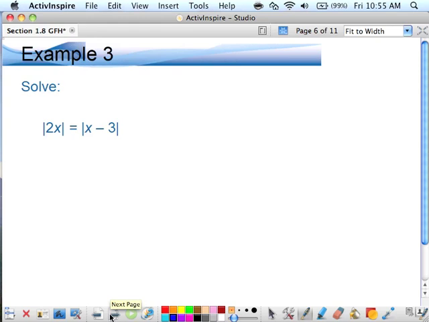Let's take a look at the absolute value of 2x is equal to the absolute value of x minus 3. You have to think to yourself, what has to be true for those two absolute values to be equal? Either 2x equals x minus 3, or 2x is equal to the opposite of x minus 3. What's the opposite of x minus 3? Negative x plus 3, yeah.